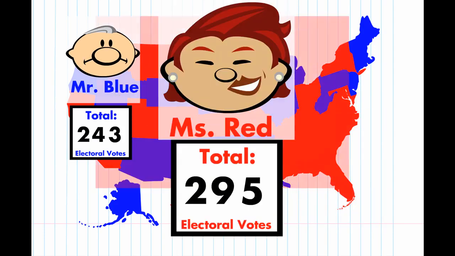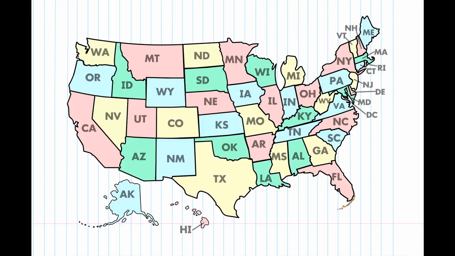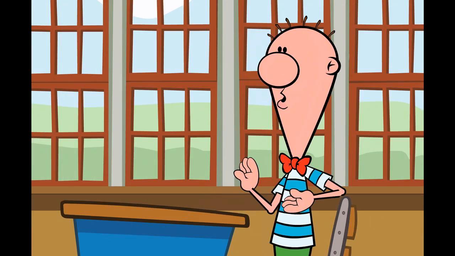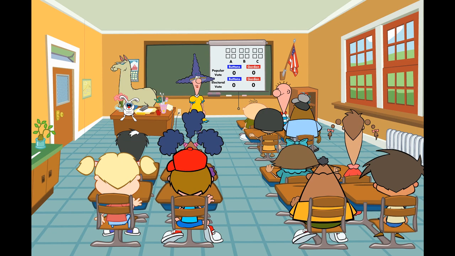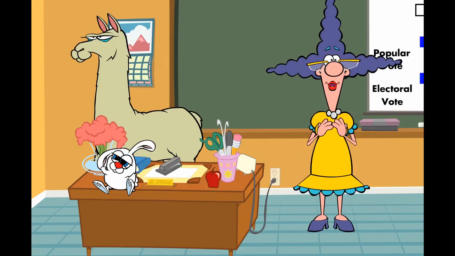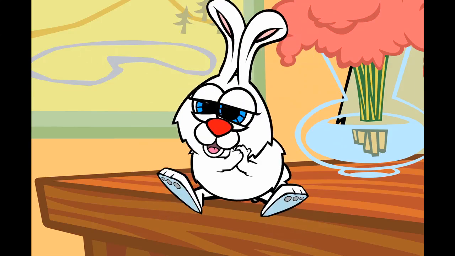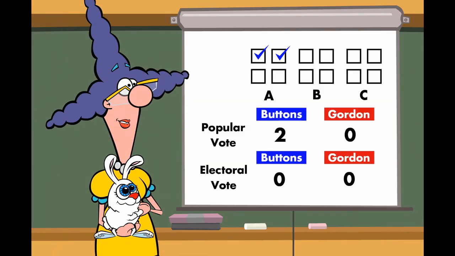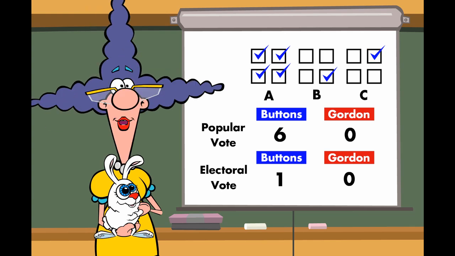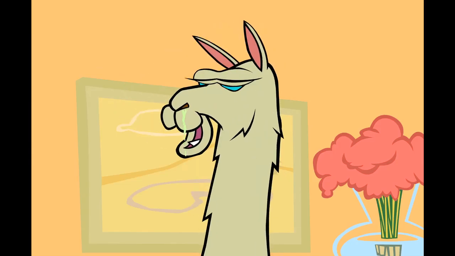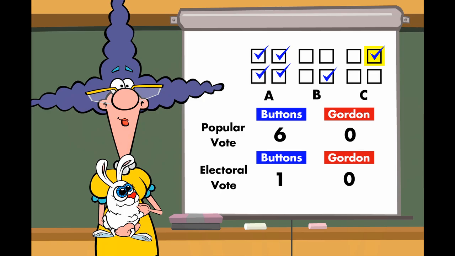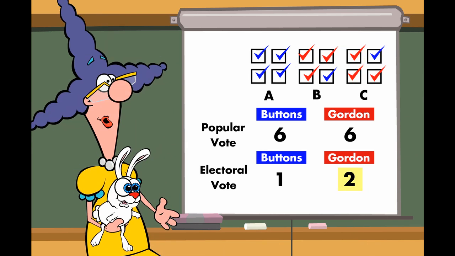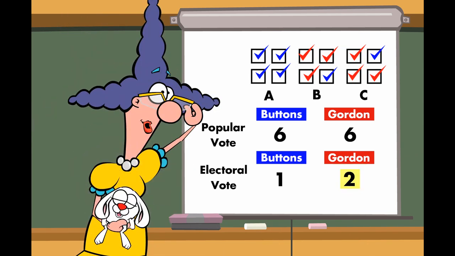It's winner take all. Tommy, do you have something to share with the class? No, Mrs. Snodgrass. All right then. Is everyone ready to vote? Yeah. Okay. All those for Buttons. All those for Gordon. Yes.